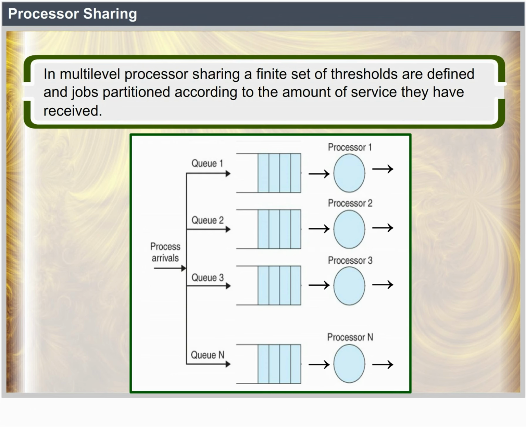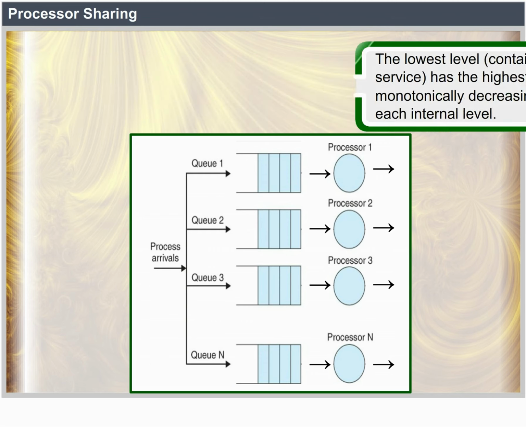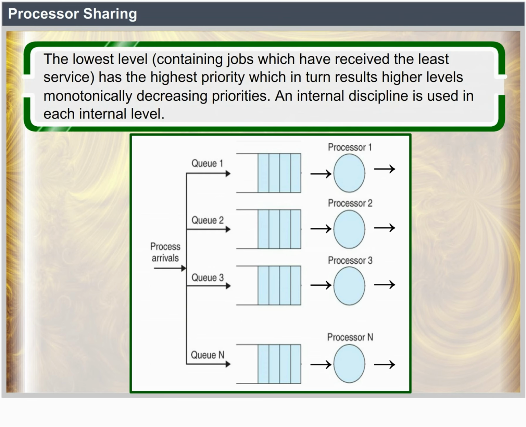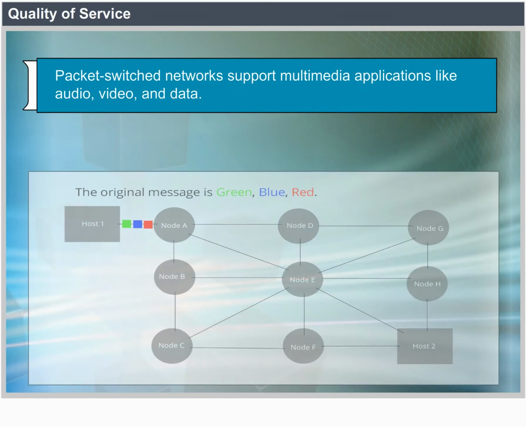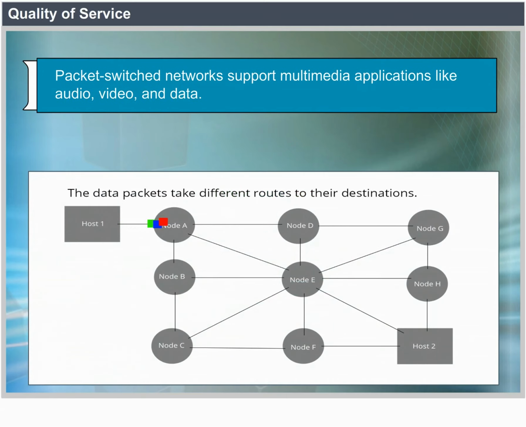The lowest level, containing jobs which have received the least service, has the highest priority, and higher levels have monotonically decreasing priorities. Within each level, an internal discipline is used. Quality of service. Packet switched networks support multimedia applications like audio, video and data.